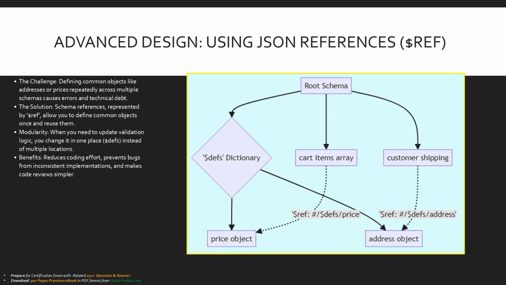With references, represented by the $ref syntax, you can define common objects once in a $defs block and then reuse them throughout the schema. This means when you need to update validation logic or add a field, you can change it in one place instead of in multiple locations. Ultimately, using references reduces coding effort, reduces bugs from inconsistent implementations, and creates cleaner hierarchies that better represent entity relationships. Master this, and you master enterprise AI engineering.